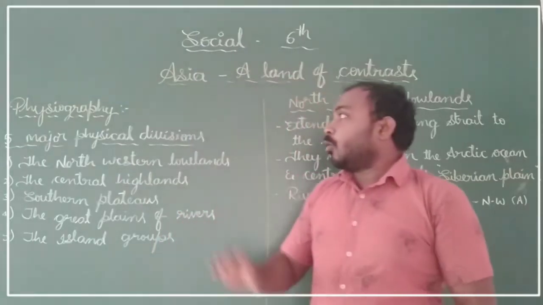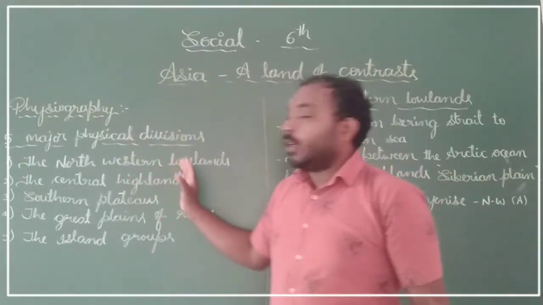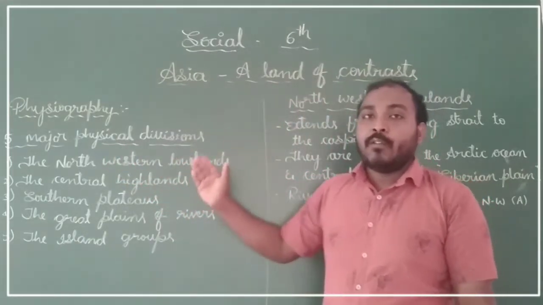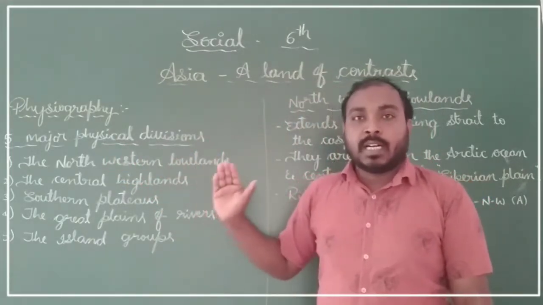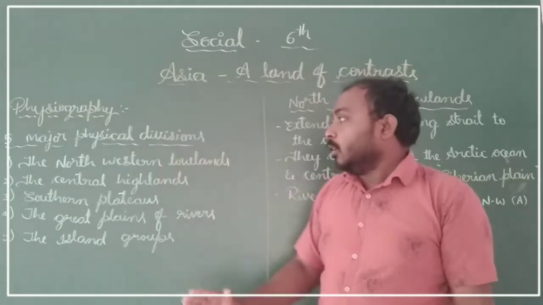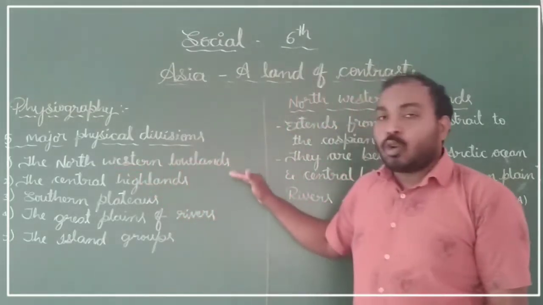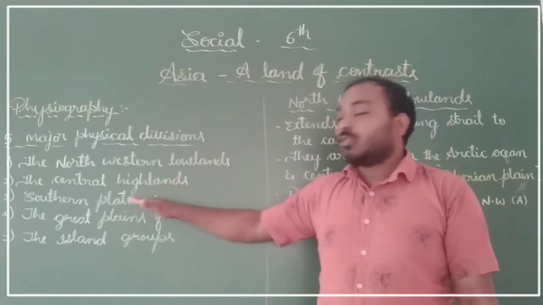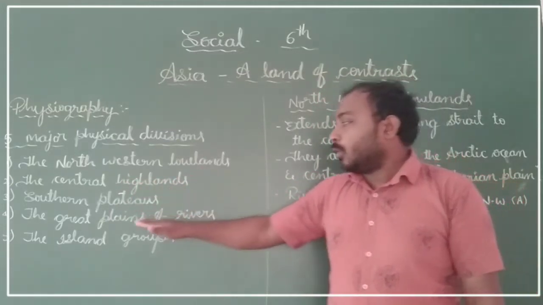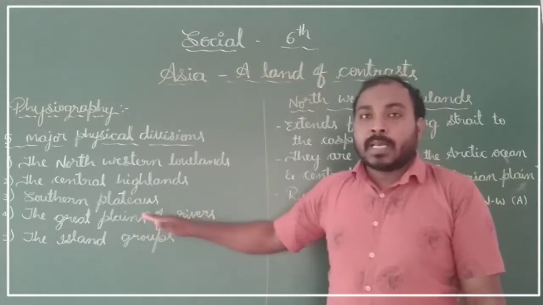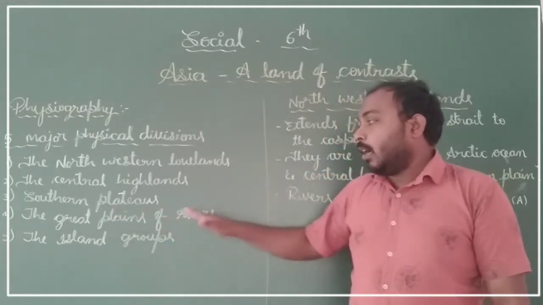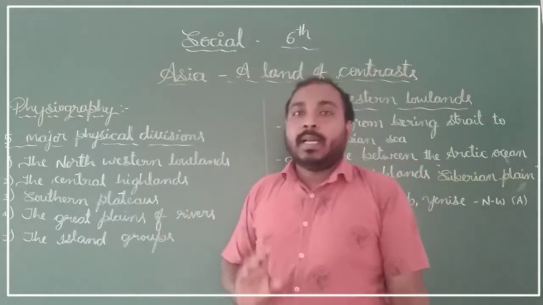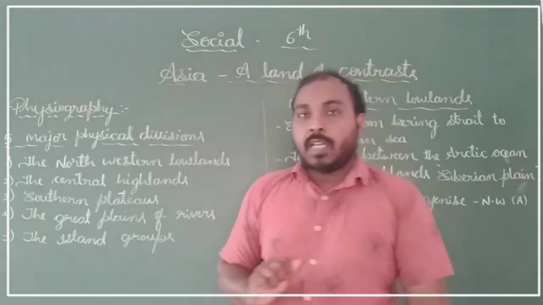So in today's class we are going to discuss physiography, also called physical divisions. There are five major physical divisions of the Asia continent. The first one is northwestern lowlands. The second one is the central highlands. The third one is southern plateau, the fourth one is the river basin or the Great Plains, and the fifth one is the island groups. So these are the five important physical divisions of the Asia continent.